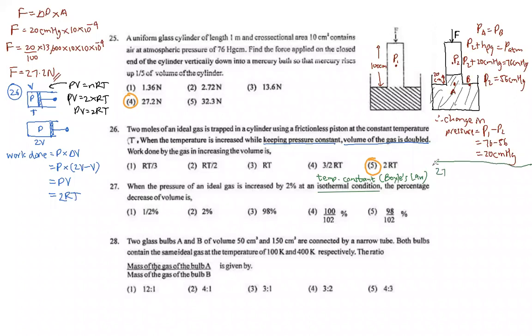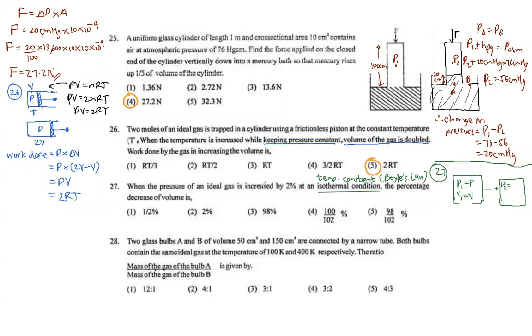Right, 27. People, initial pressure P1 we will take as P, and initial volume V1 we will take as V. That is the first system. Now we have a system like this, and then they are increasing the pressure, and the volume is going to decrease. So initial pressure is P, initial volume is V. Final pressure, what is the final pressure here, people?